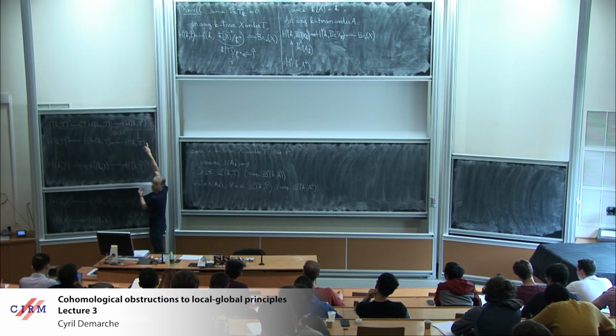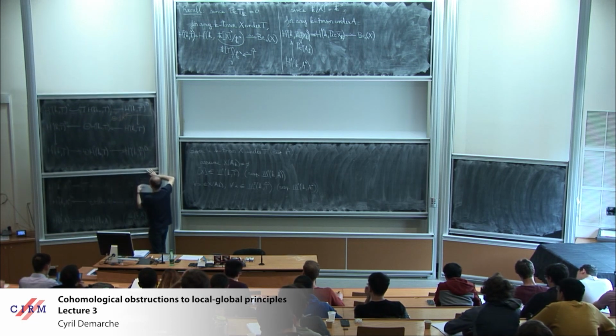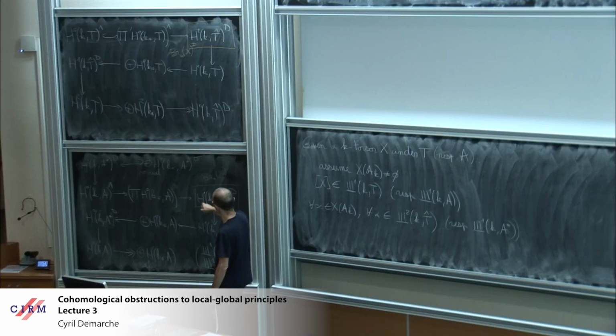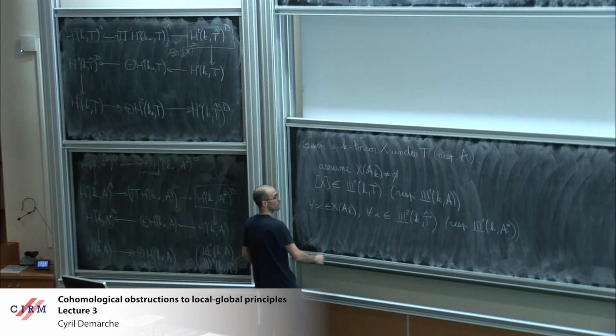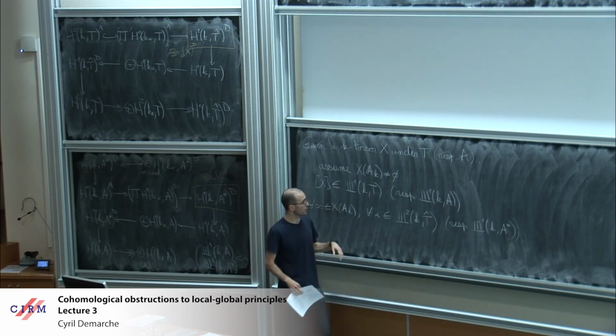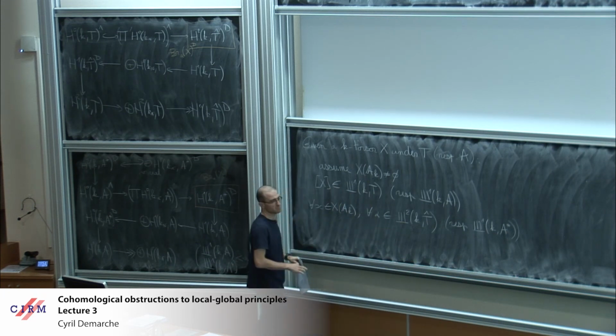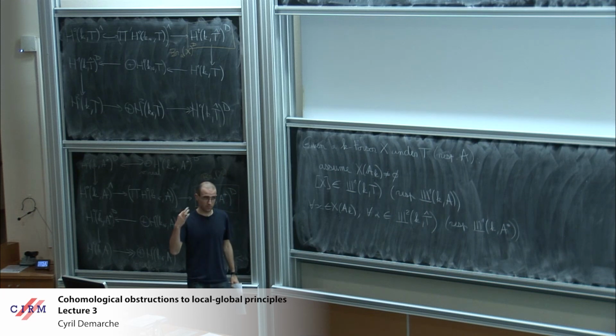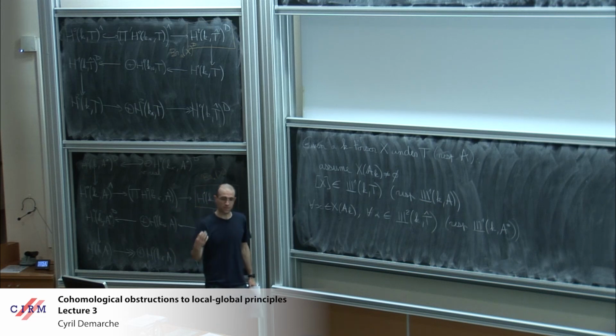which you can see here and here. Okay, this map identifies, well, the exactness identifies the co-kernel of this one, which is the dual of the Sha1 of A dual, and the kernel of this one, which is Sha1 of A. So you have a pairing between Sha1 of T and Sha2 of T hat, which I will denote by a cup product, because it comes from the cup product in étale cohomology, if you remember the Artin-Verdier duality and so on.